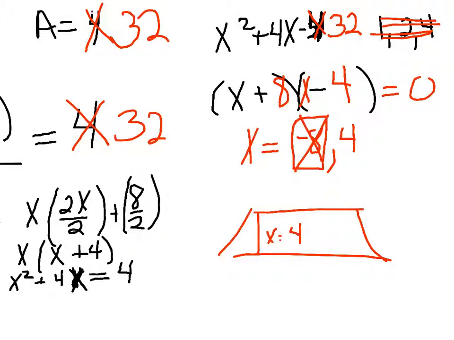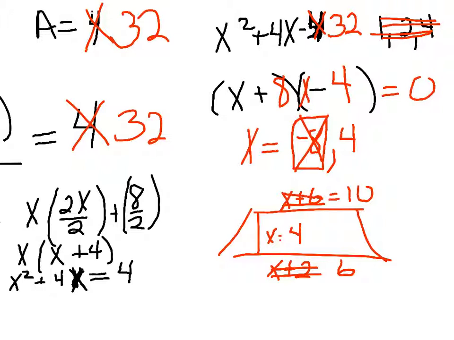If I wanted to solve for my other sides, x plus 6 on top, that would equal 10. And my bottom would be x plus 2. So 4 plus 2 equals 6.